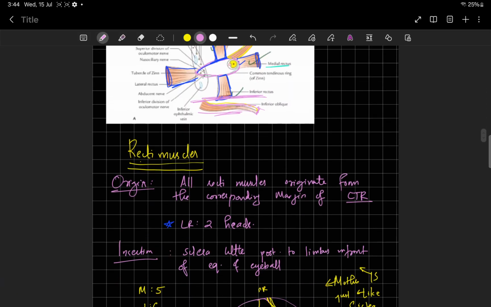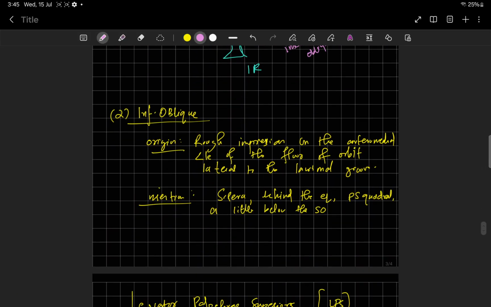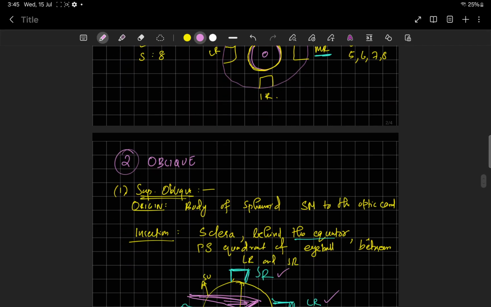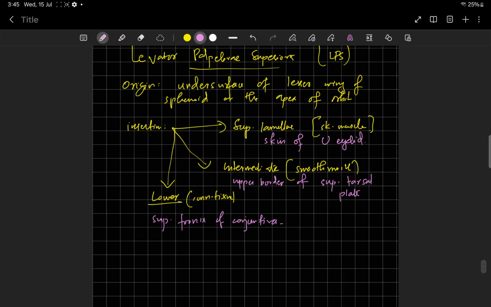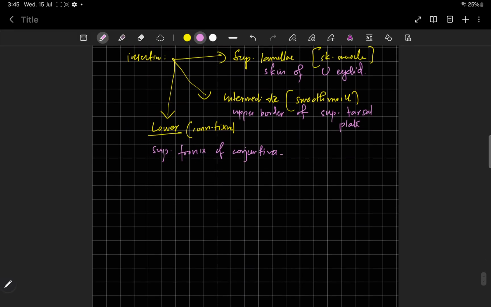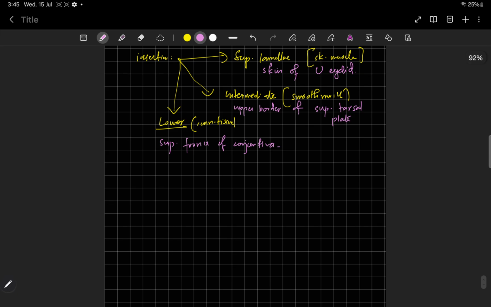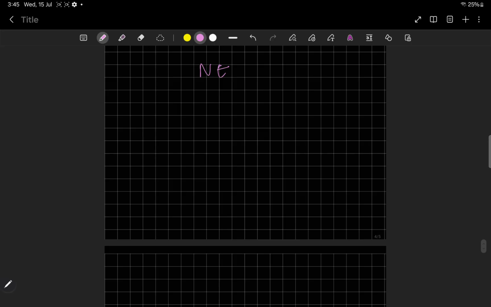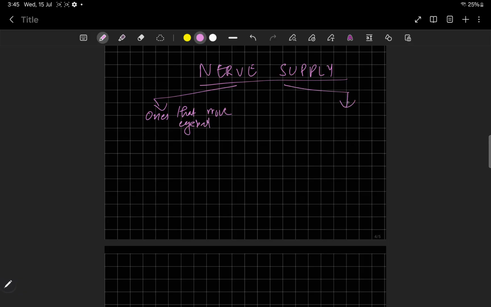So we had recti muscles and the oblique muscles. This diagram represents the insertion of the oblique muscles, whereas this diagram represents the insertion of the recti muscles. And then we had the levator palpebrae superioris. And now coming to the nerve supply of all the muscles. The nerve supply of the voluntary muscles can be divided into those that move the eyeball and levator palpebrae superioris. So this is the nerve supply.